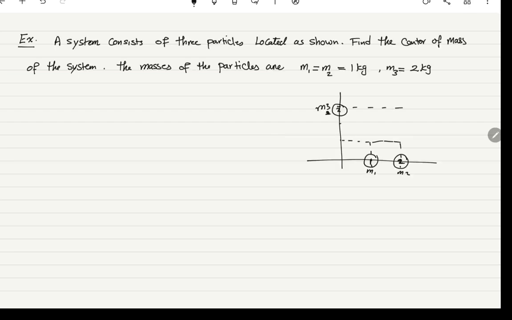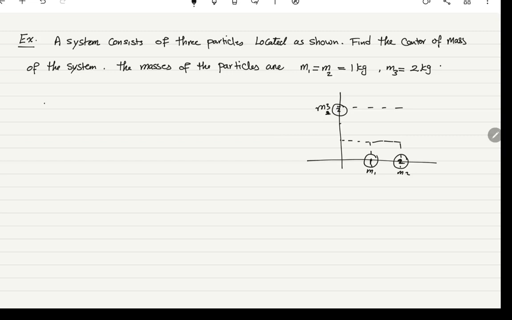Example: a system consists of 3 particles located as shown. Find the center of mass of the system. The masses of the particles are m1 equal to m2, which equal 1 kilogram, and m3 equal to 2 kilograms. Now in this case, m1 is located at position 1 on the x axis, m2 is located at position 2 on the x axis, and m3 is located at position 2 on the y axis.